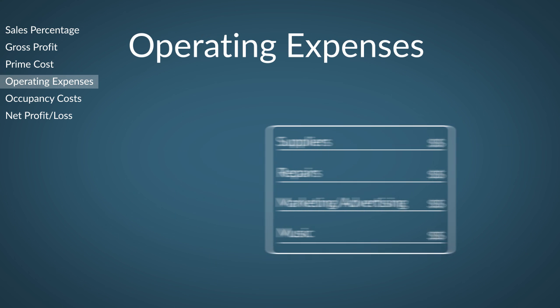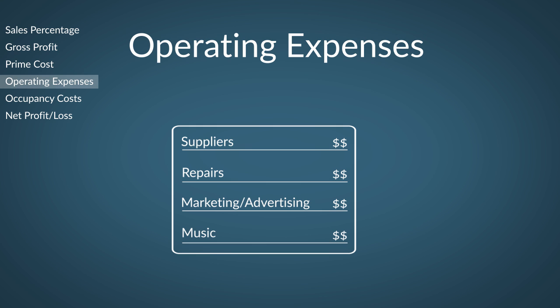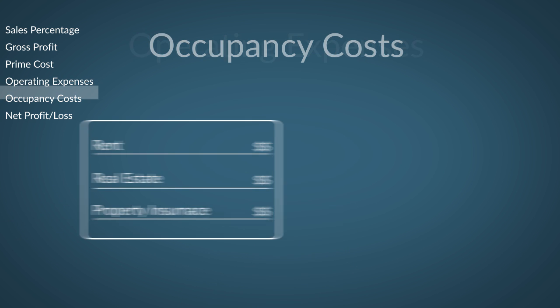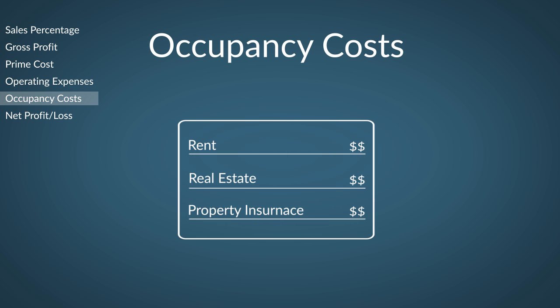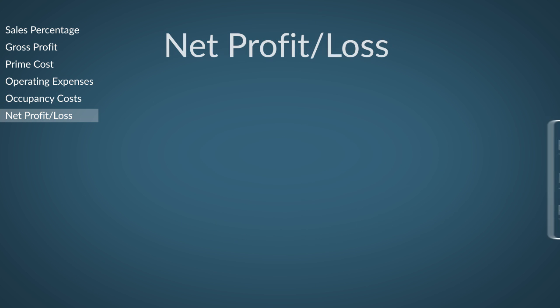Operating expenses are the controllable expenses involved in running your day-to-day operations. This includes things like supplies, repairs, upgrades, marketing and advertising, and music and entertainment. Occupancy expenses are the fixed overhead costs related to things like the rent, real estate, and property insurance. These costs are fixed because you do not have the ability to alter or change them.